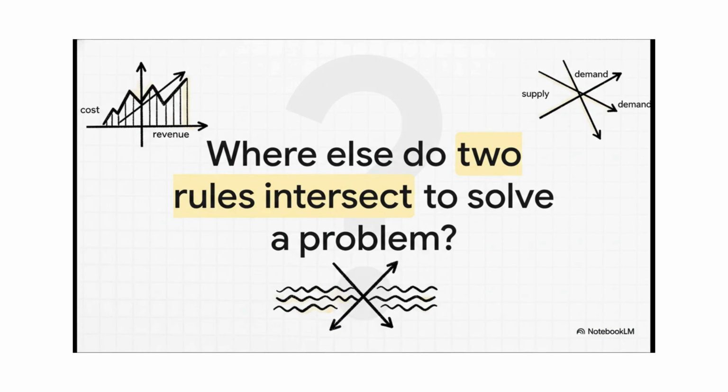So yeah, we cracked the code. But here's the thing. This is so much more than just a math trick. This is a blueprint for problem solving. I mean, think about it. In business, you're looking for the break-even point where your cost line intersects your revenue line. In economics, it's about finding where the supply curve crosses the demand curve. So I'll leave you with this to chew on. What other real-world problems can be solved by finding that one precise point where two different rules intersect?